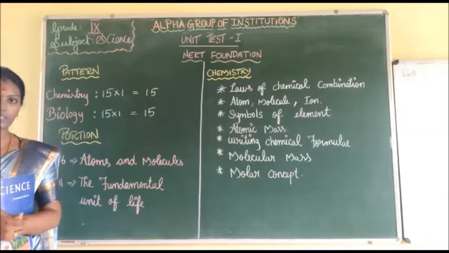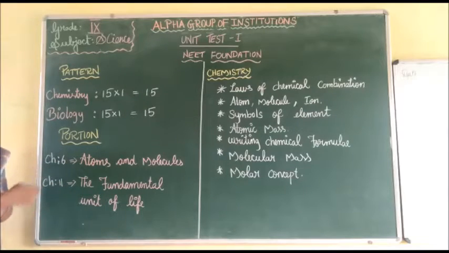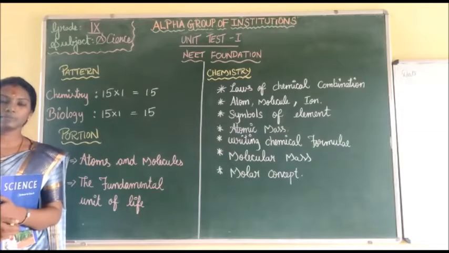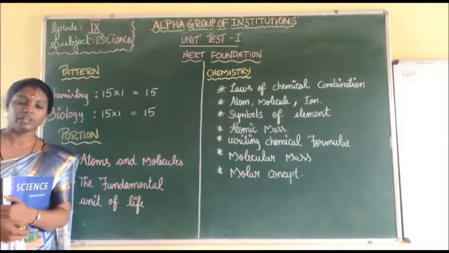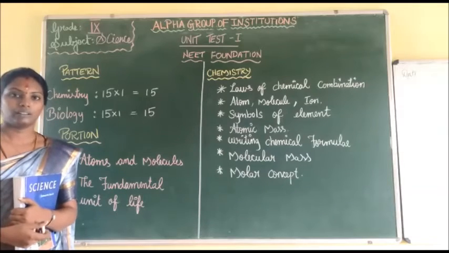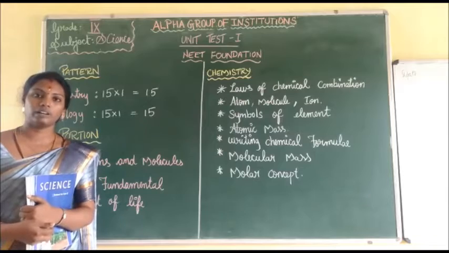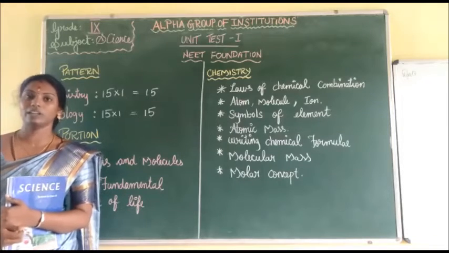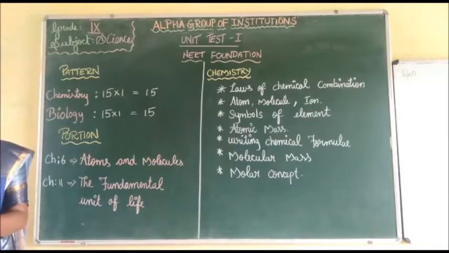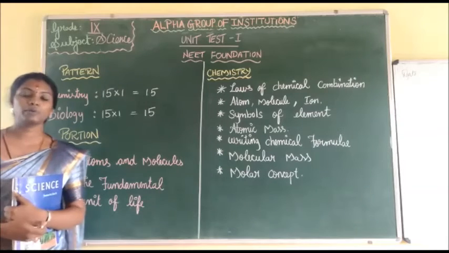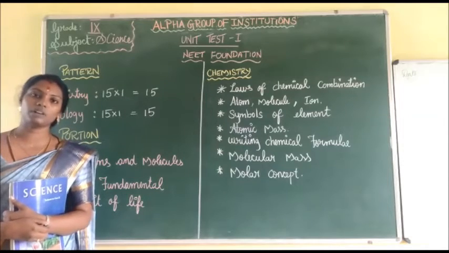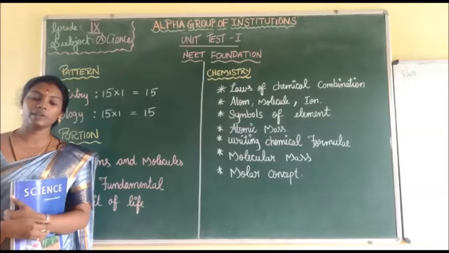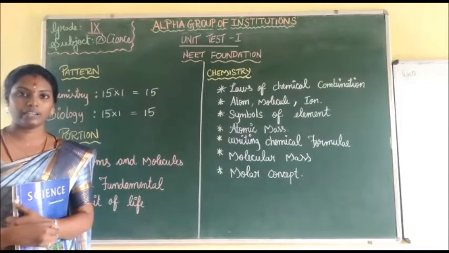From chemistry, chapter number 6, atoms and molecules. From biology, chapter number 11, the fundamental unit of life. You have only two chapters for your NEET foundation exam. This is your portion for the NEET test, and the pattern is: from chemistry you have 15 1-mark questions, and for biology also you have 15 1-mark questions. So totally 30 marks for your NEET exam.